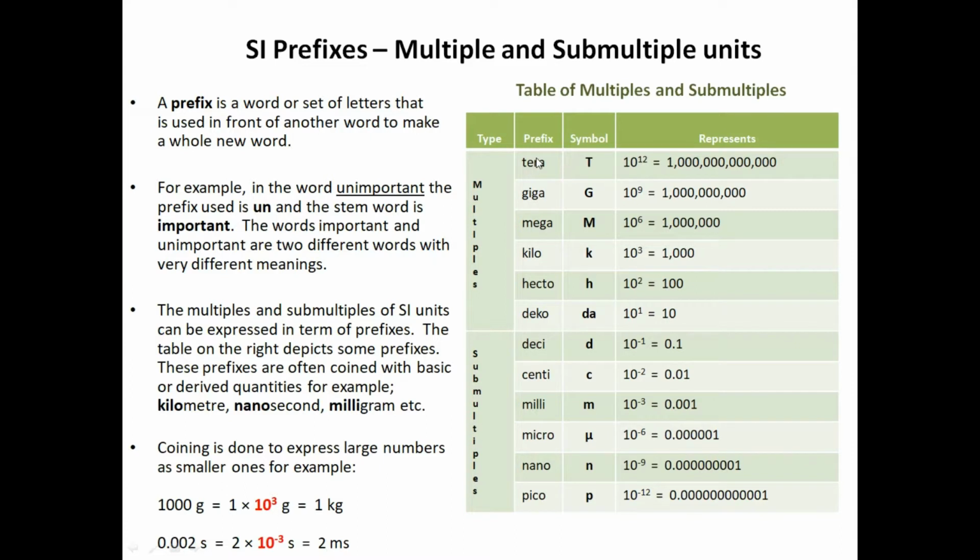And you have to learn all these, right from the top, tera, right down to pico. So you have your multiples and you have your submultiples. Here we have tera, which is 10 to the 12, giga, 10 to the 9, mega, 10 to the 6, kilo, 10 to the 3, hecto, 10 to the 2, deca, 10 to the 1, deci, 10 to the minus 1, centi, 10 to the minus 2, milli, 10 to the minus 3, micro, 10 to the minus 6, nano, 10 to the minus 9, and pico, 10 to the minus 12. You need to learn every single one of them. Don't ask if they're going to give them to you on a test. They're not. So you have to learn them.